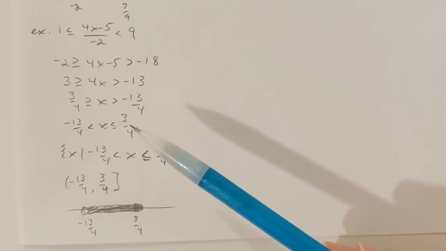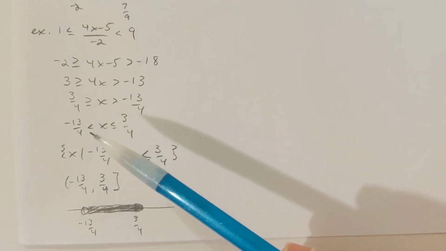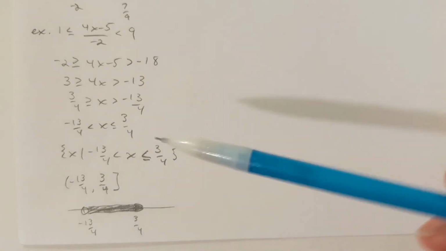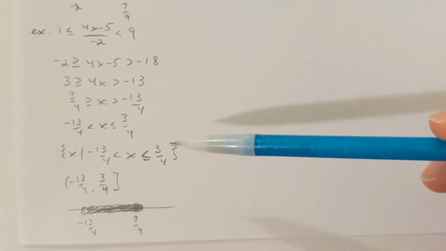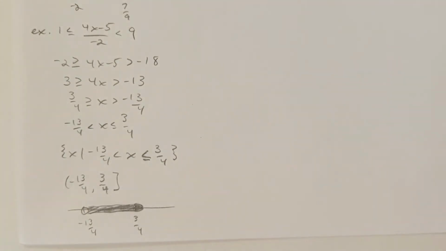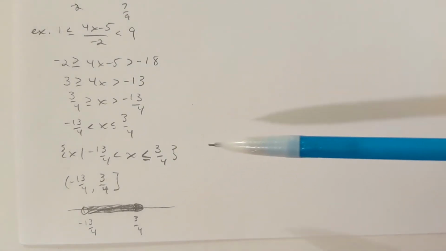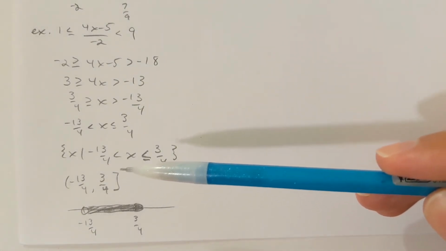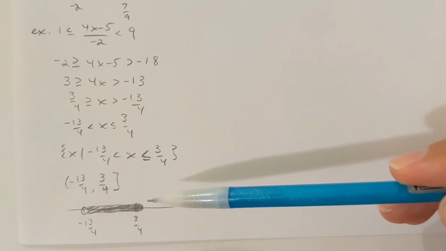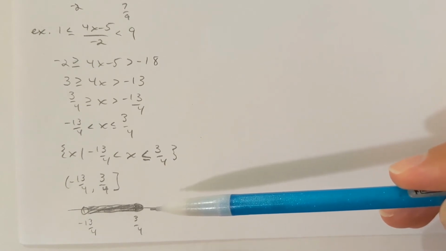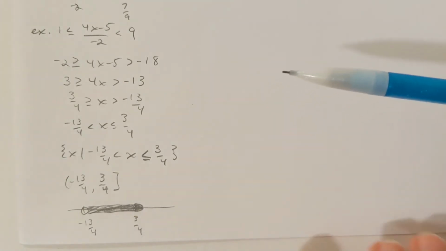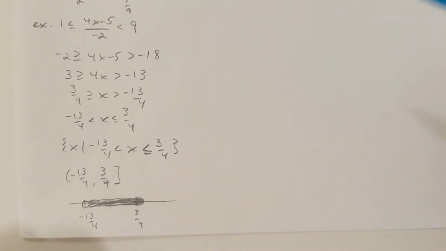Like any other compound inequality, we usually write the smaller number first, bigger number second. And so here's my answer. The set of all x such that x is greater than -13/4 and less than or equal to 3/4. Since I'm including 3/4, I want a bracket there at 3/4. Again, a closed circle there at 3/4, and shading between the two circles.